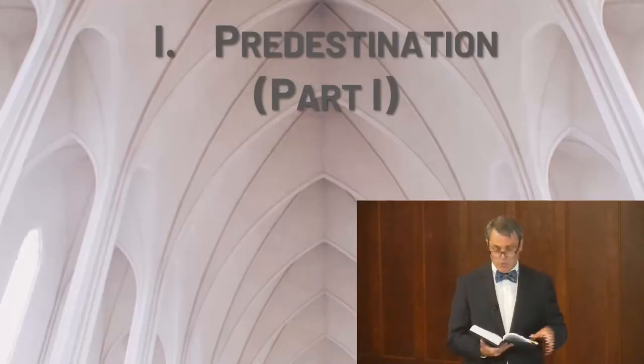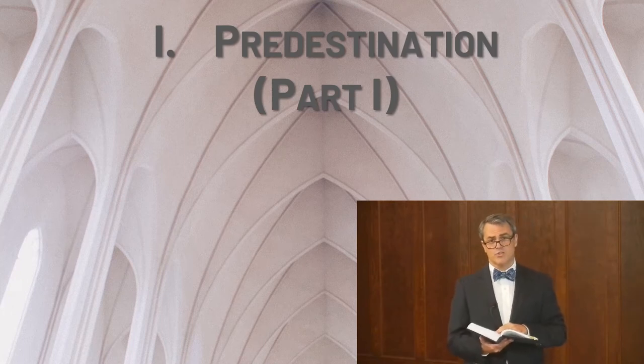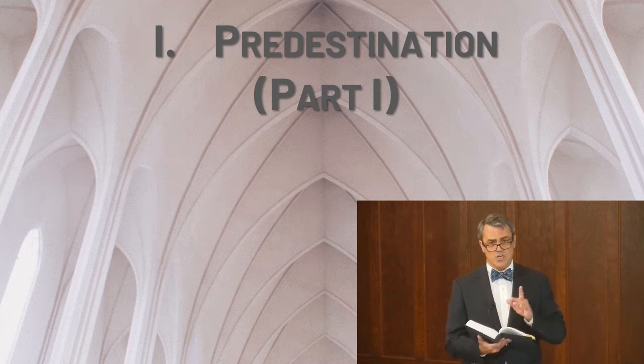The Canons of Dort, first head of doctrine, divine election and reprobation. Again, my summary statement is predestination, but in a more elaborate sense, it's translated here, divine election and reprobation. First article. We're going to look at several of the articles. We'll not make it through all of this first head of doctrine today, but we'll look at several of the articles and listen closely to this first article.